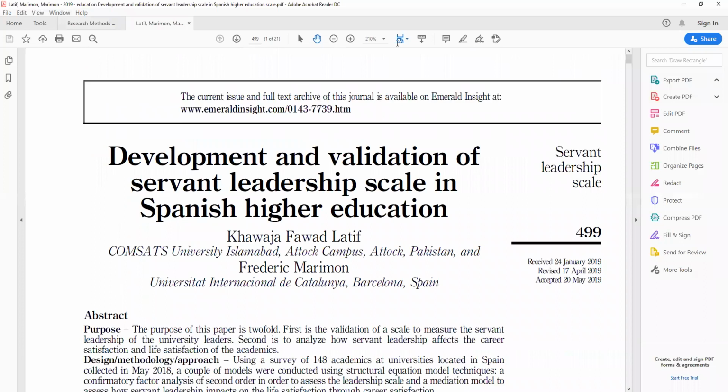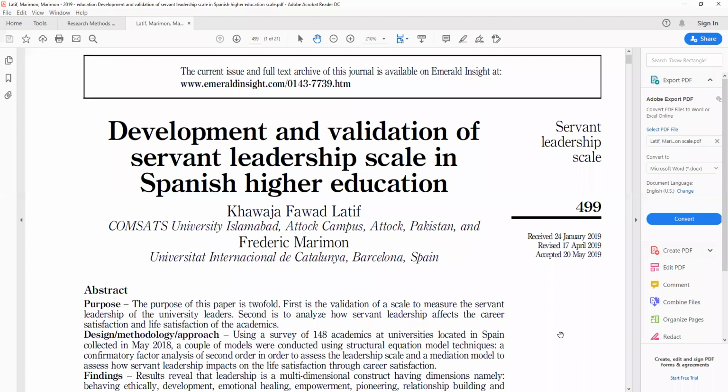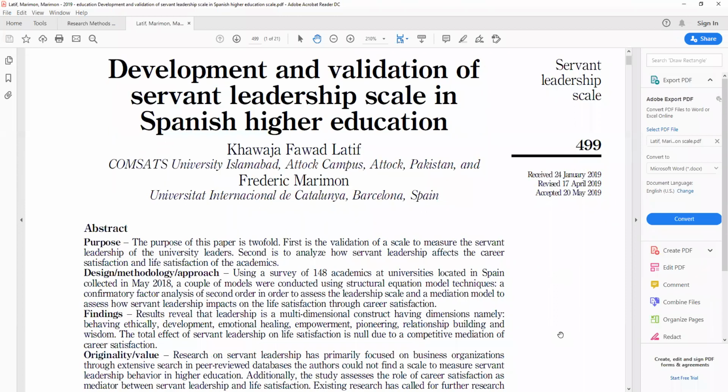Okay, this is one of my papers that you can see on your screen. Development and validation of servant leadership skill in Spanish higher education. Now, what I did was I was studying servant leadership. And then while studying servant leadership, I observed that there is very little work on servant leadership in higher education. So by digging deeper into these research papers, I found out there's no research that assesses, develops or validates a scale to measure servant leadership in higher education.